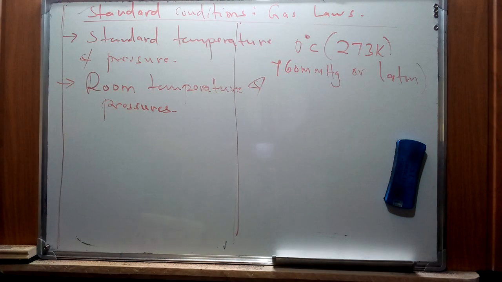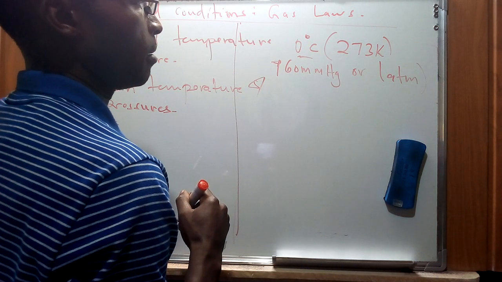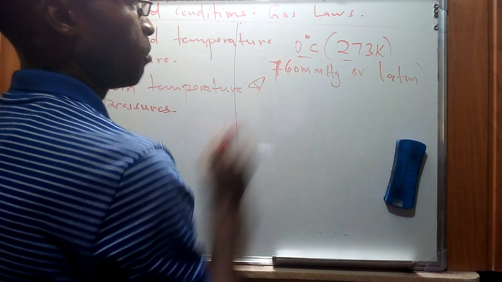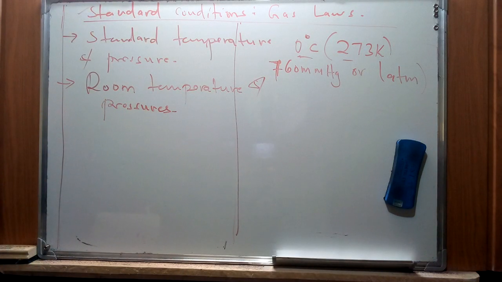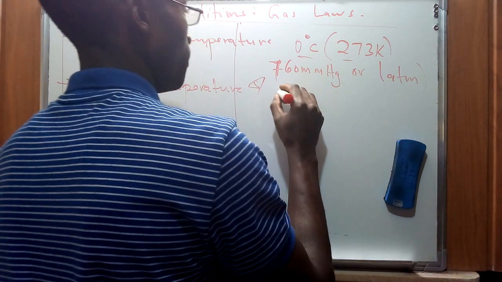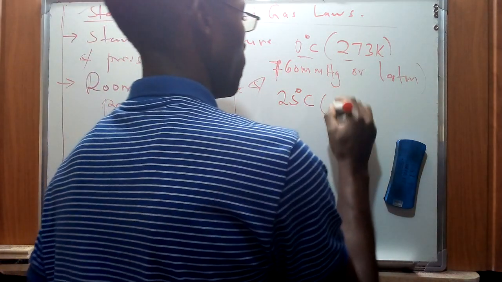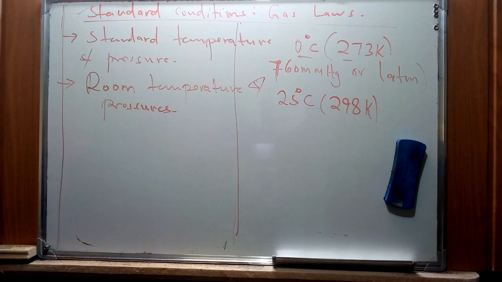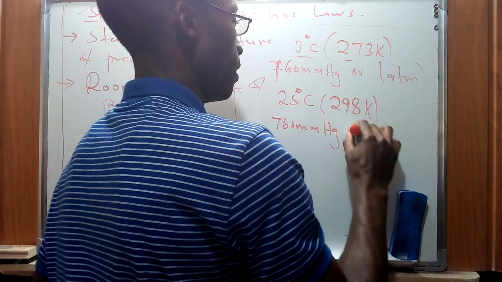So that one applies to the concept of standard temperature and pressure. The standard temperature for us is going to be 0 degrees centigrade or Celsius, which is equivalent to 273 kelvins, and the pressure is going to be 760 millimeters of mercury per 1 atmosphere. Now for room temperature and pressure, these conditions are going to be 25 degrees centigrade or Celsius, which is equivalent to 298 kelvins, and the pressure is going to be 760 millimeters of mercury per 1 atmosphere.